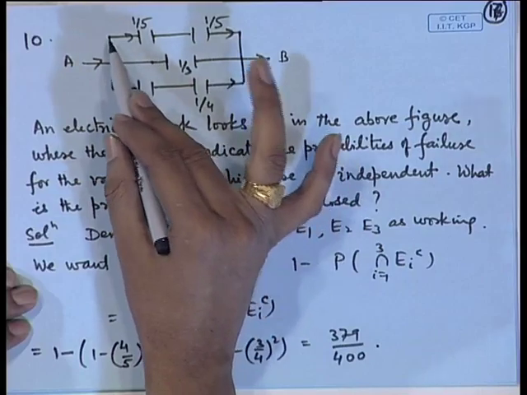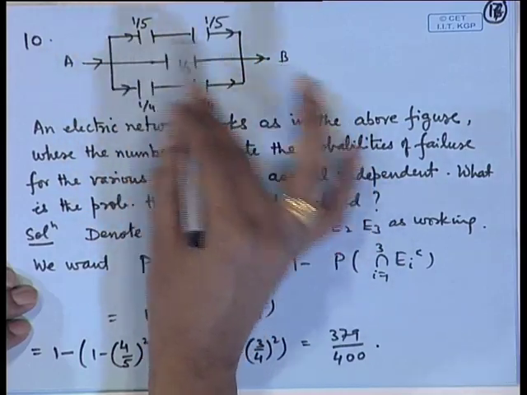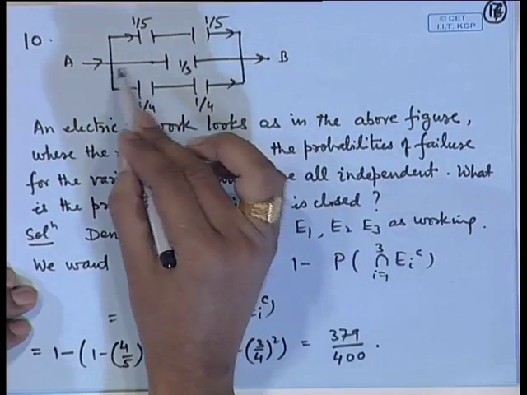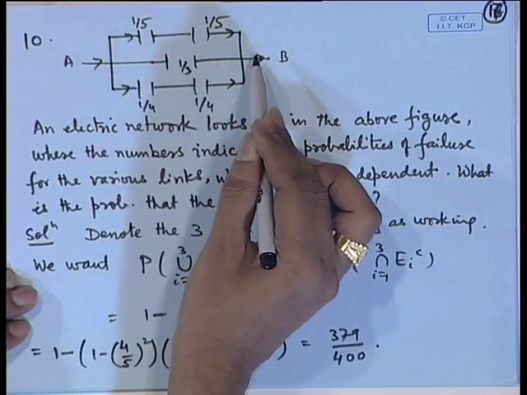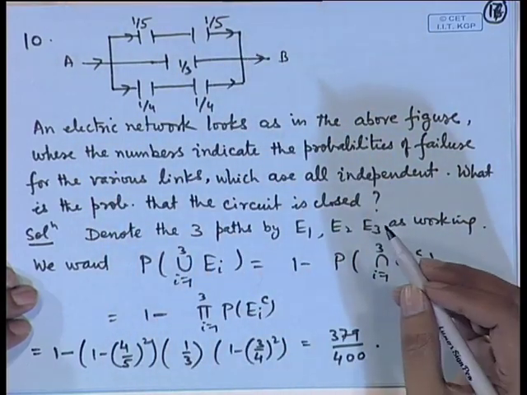This is because of the redundancy in the system, because if any of the paths is working, the current will be flowing from A to B. So, here in today's lecture we have given various applications of the rules of probability. Thank you.